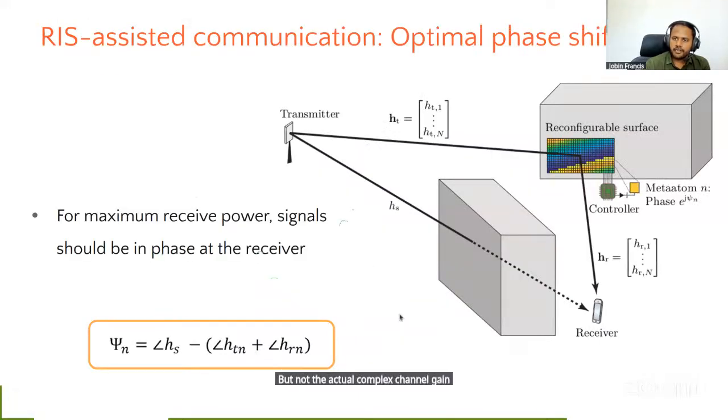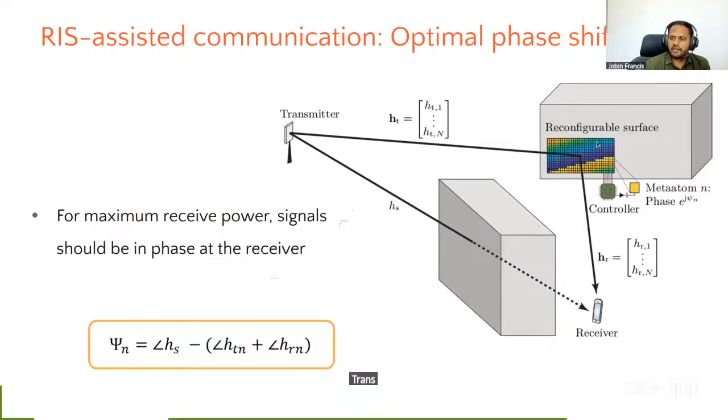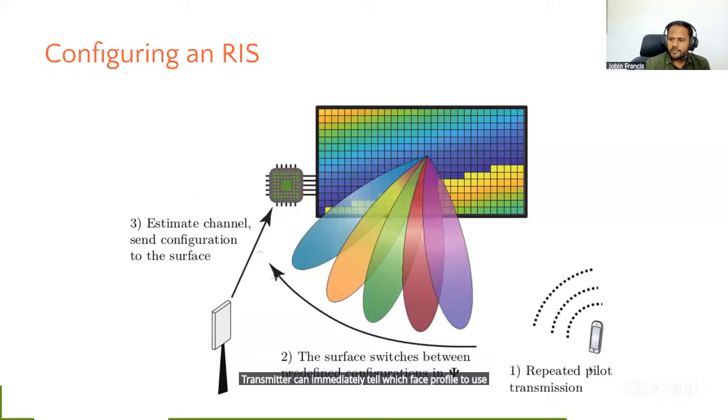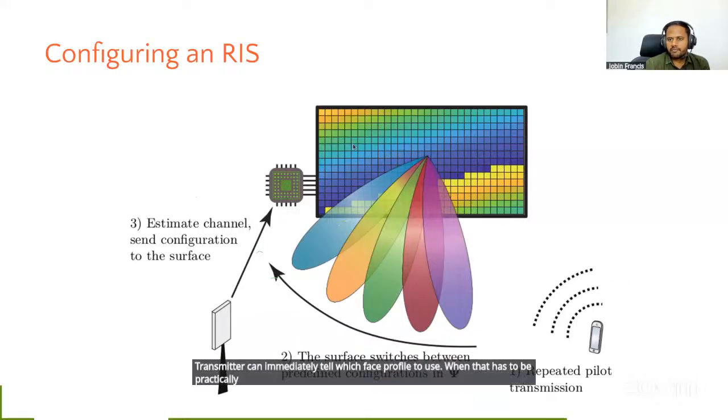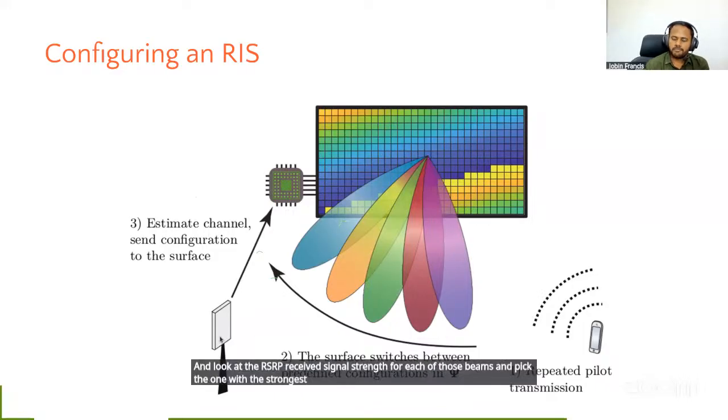So this is the ideal scenario: if you know the complex channel gain, the transmitter can immediately tell which phase profile to use. When that has to be practically acquired, the simpler scenario would be to try out a few beams and look at the RSRP, the received signal strength, for each of those beams, and pick the one with the strongest signal.